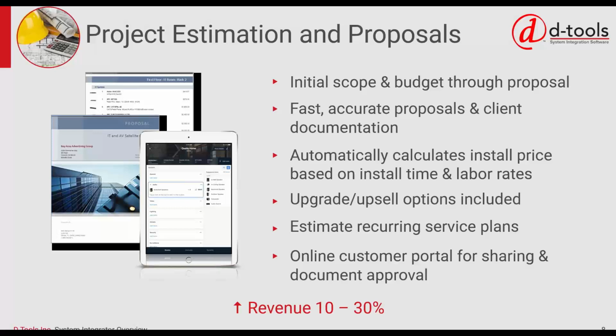Now, the other things that we can do too, we can also present upgrade or downgrade options. So you can show the customer some ways that they could upgrade the solution or even save a little bit of money. So we can show those options throughout on the same document. We can also estimate your service agreements or what we call service plans. So any kind of recurring monthly, quarterly, or annual charges, all of that can be tracked.